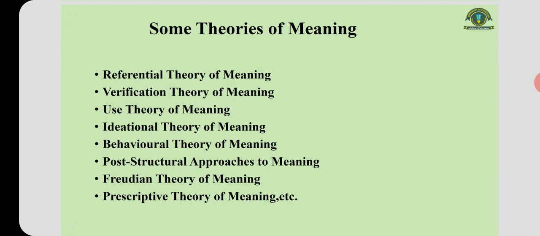These are the referential theory of meaning, which describes to us the reference of the words and expressions related to some kind of specific meanings. Then the verification theory of meaning, which will elaborate and explain to us the different meanings in a verified manner. The use theory of meaning that we have discussed earlier in our previous lectures. The ideational theory of meaning that will describe to us the different ideas related to the words which come to our mind or in our psychological states. The behavioral theory of meaning, which will elaborate the ideas of behaviorists, what they thought about the behavioral theory of meaning.